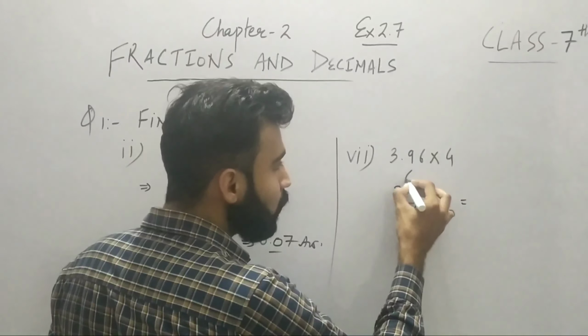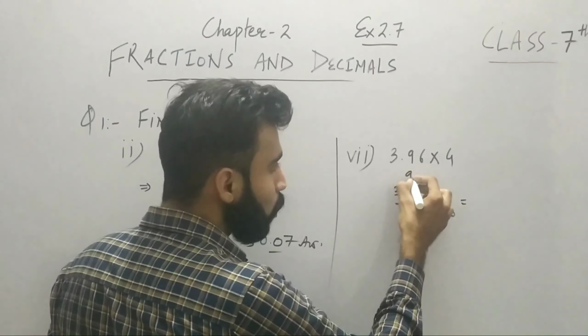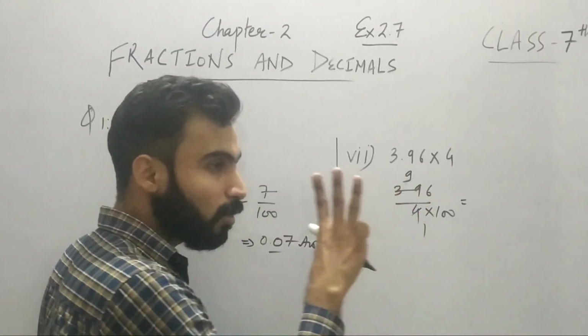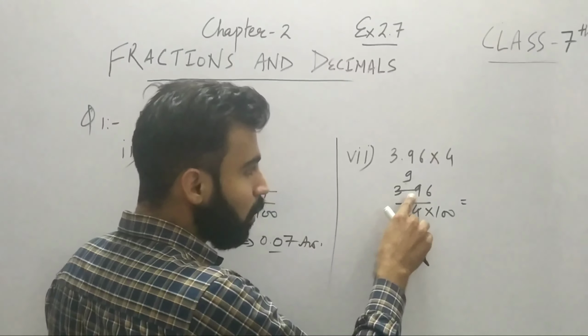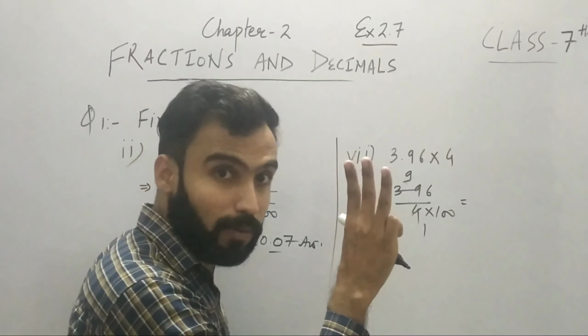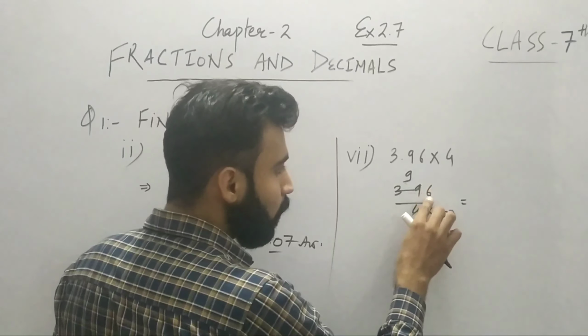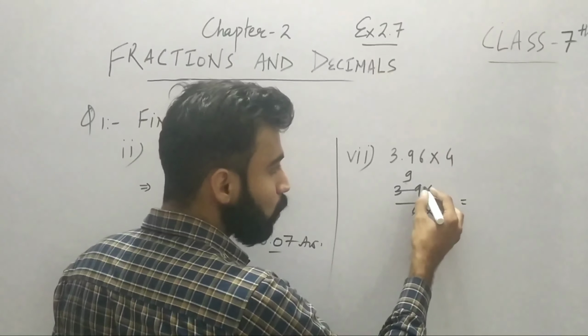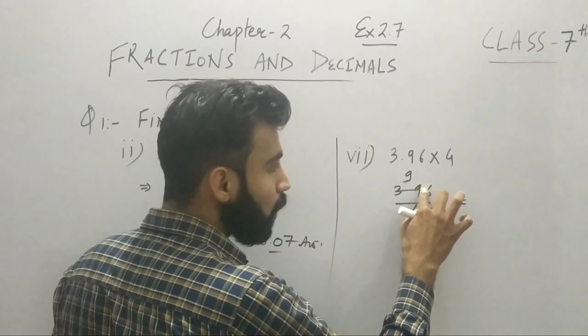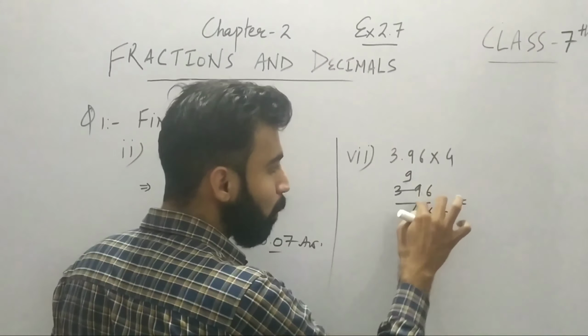Now 4 9s are 36. Let me just put 9 here. So what is remaining? 3. 4 9s are 36. Now to make 39, 3 is remaining, right? So 3 left and 6, 36, right? So 36 actually goes at the table of 4 at 9 because 4 9s are 36.